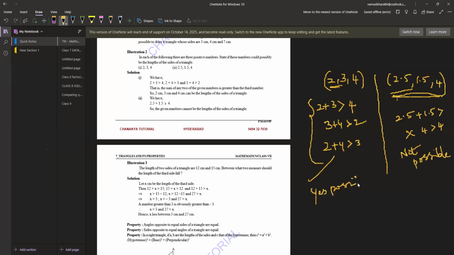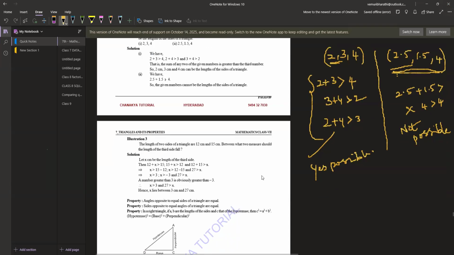If one condition fails, the triangle fails. Suppose two conditions are true and the third case fails, then it is not possible to form a triangle. All three conditions should be true. That's what you need to cross check. This is also given here as a 1 or 2 marks question.